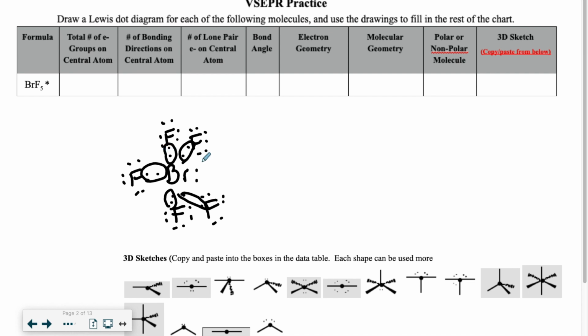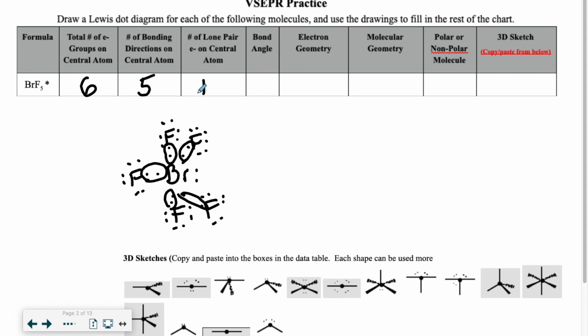So what we're going to have here is 5 atoms bonding to our bromine, and then a single lone pair of electrons, which is going to impact the shape. Since I have the 5 single bonds and then the 1 lone pair, that's going to be a total of 6 electron groups. There were 5 bonding directions and then the 1 lone pair.